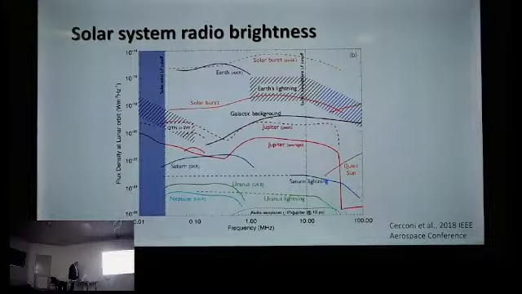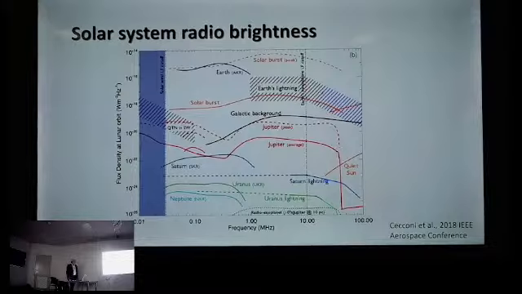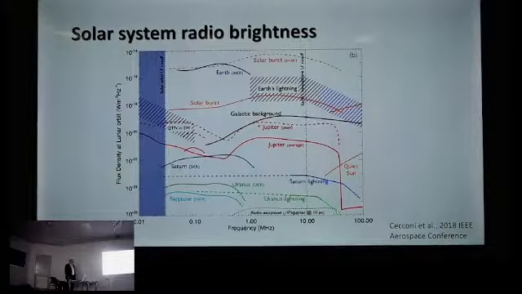But up here, we've got solar bursts being the brightest, so the sun's actually pretty easy to observe, particularly when it's active. Lightning in the Earth's atmosphere is very bright as well, propagating over large distances. The galaxy then comes in as the third brightest source, and Jupiter at times can actually rival the galactic emission. So this gives you a bit of a guide to how big your radio telescope needs to be, or how sensitive it needs to be in order to see these different things.